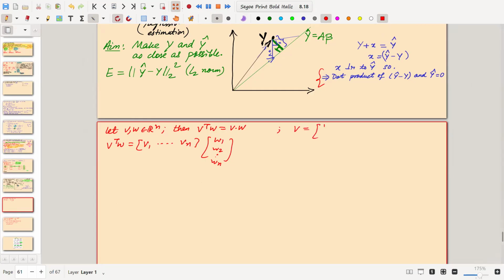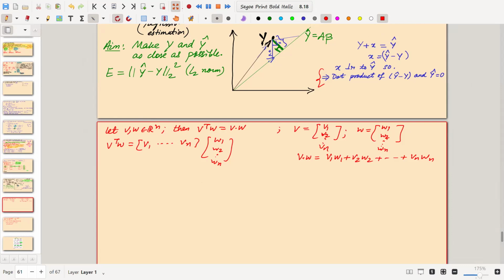Sorry, I did not define. V is a column vector, that is V1, V2, and so on up to Vn, and W is another column vector, W1, W2, and so on up to Wn. Do you agree? These are the two column vectors. Now, if I take the dot product, you want V1 to be multiplied by W1 and V2 to be multiplied by W2, right? So you should get the dot product as V1 W1 plus V2 W2, and so on, up to Vn Wn. Do you agree?